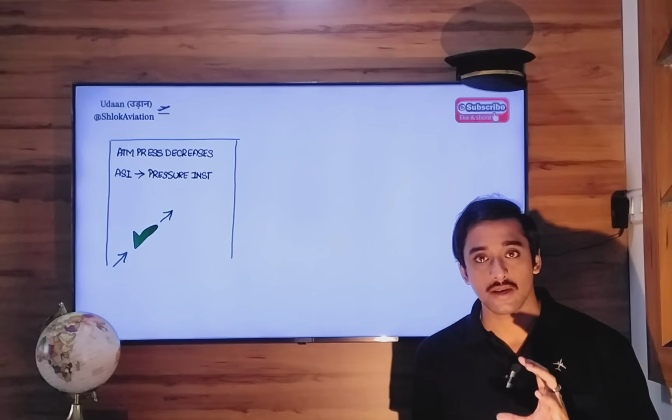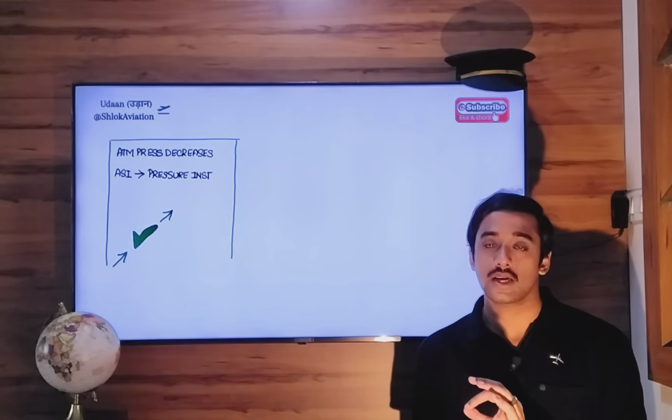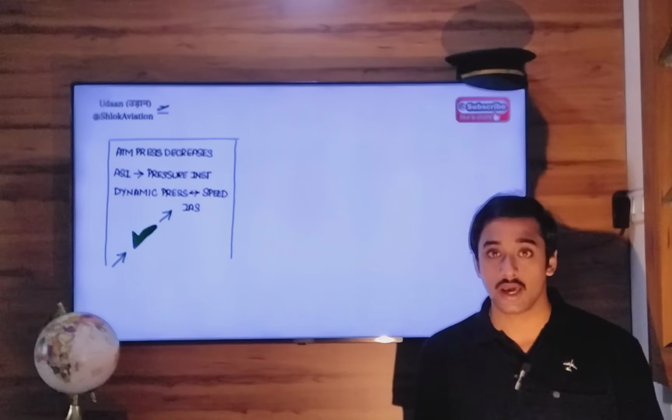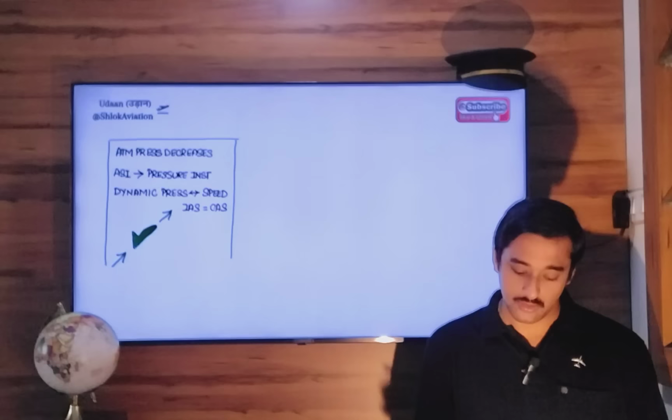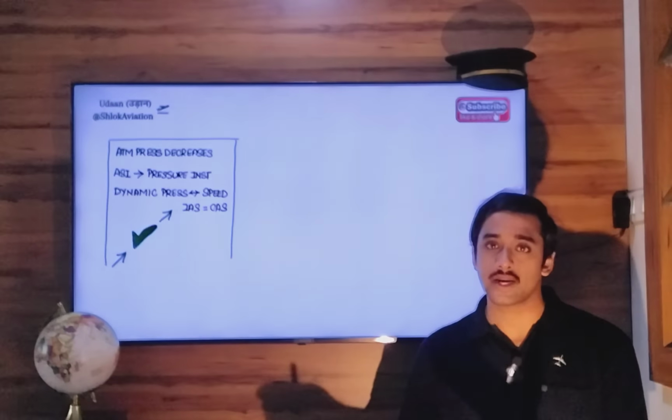It registers dynamic pressure, and this dynamic pressure is represented to us in the form of airspeed indication in terms of knots. So the airspeed indicator is a pressure instrument which registers dynamic pressure, and this dynamic pressure is nothing but our speed in terms of knots. Now, what kind of speed are we talking about? We are talking about indicated airspeed, which when corrected for position error and pressure error is your calibrated airspeed. So the indication given to us by the indicator is a calibrated airspeed.